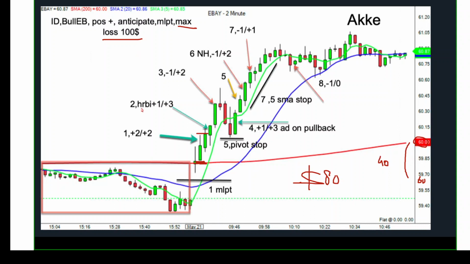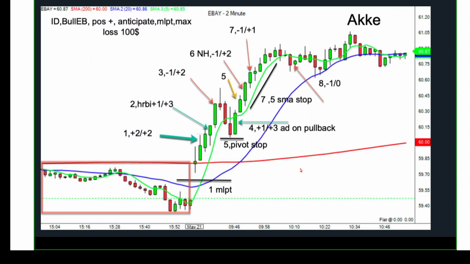Now he's adding on a hidden RBI here. Hidden RBI. Everybody see it? It's here, right? We'll go down here. This is red. And then green comes and takes that out. So we have here a hidden RBI. And he's adding to the trade. Beautiful signal. Beautiful. Now the only problem is, what is this doing to his risk?